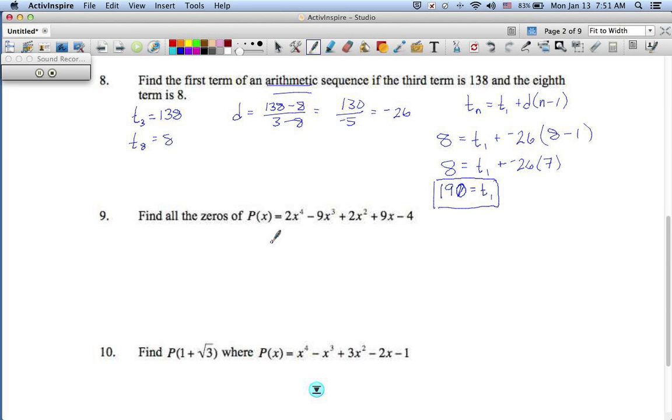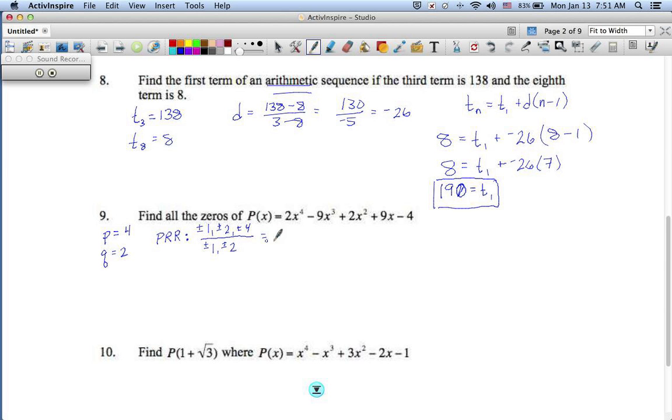So find all the zeros of p of x equals 2x to the 4th minus 9x cubed plus 2x squared plus 9x minus 4. So looking for the zeros there, we have the rational root theorem, which tells us factors of p over factors of q. So p is 4, q is 2. So the possible rational roots that we have from this problem, factors of p over q, plus and minus 1, plus and minus 2, plus and minus 4, all over plus and minus 1 and plus and minus 2.